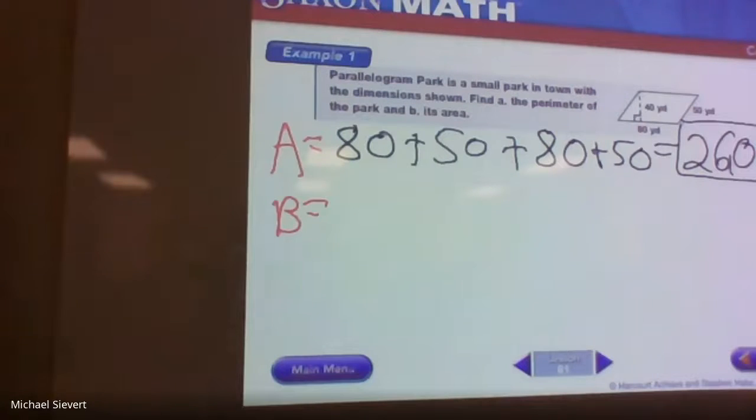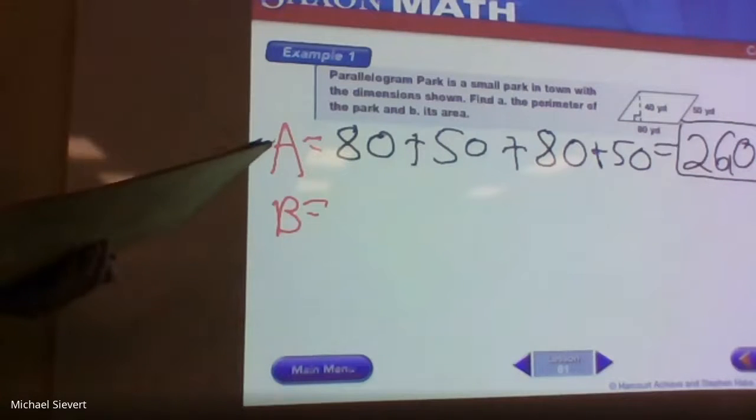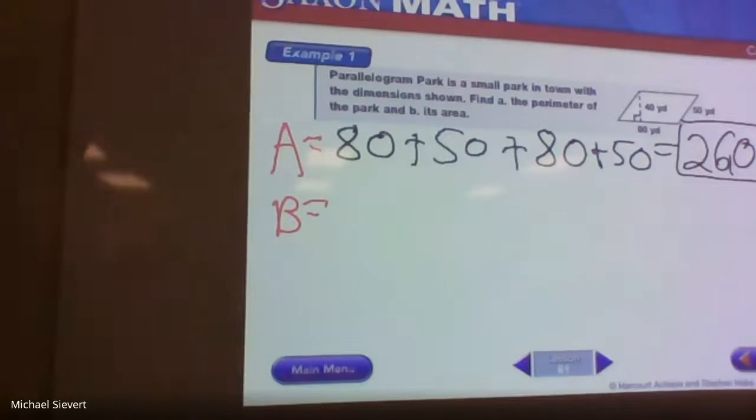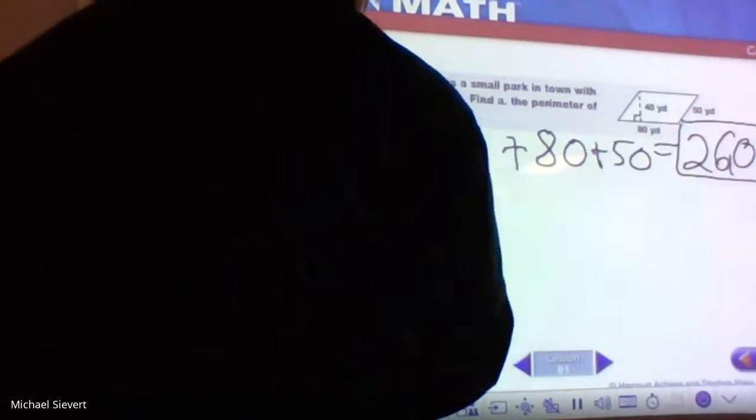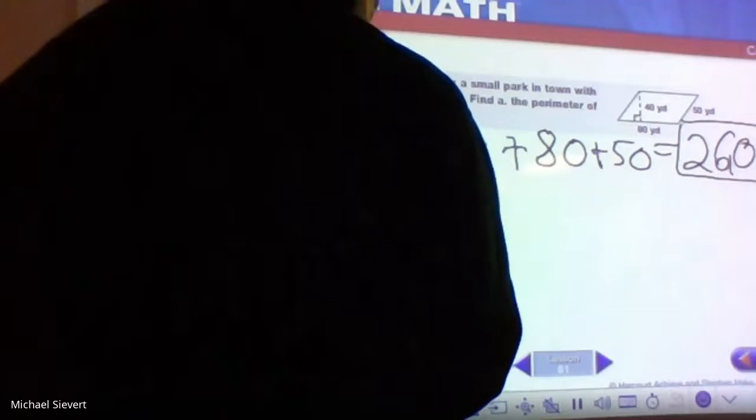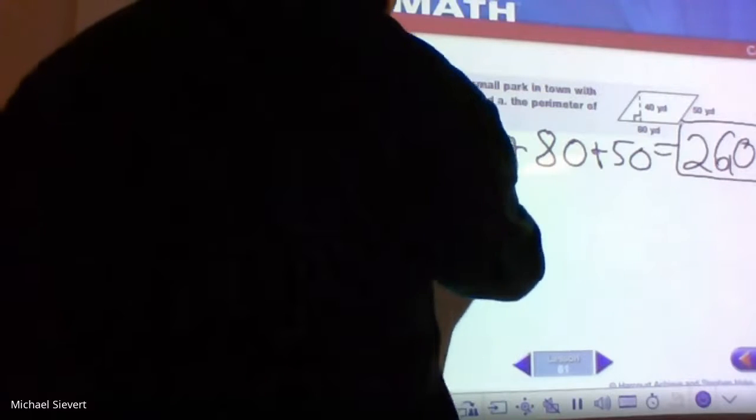All right, area. How will we find the area of this shape? Lawrence? Yes, length times width. There's 4 sides. It's a quadrilateral, a weird quadrilateral, not a regular quadrilateral. So you're going to take 50. No, wait a second. Let's just do it and see if we're right.